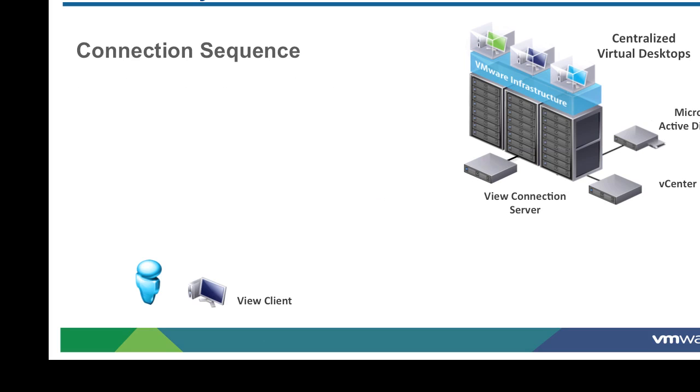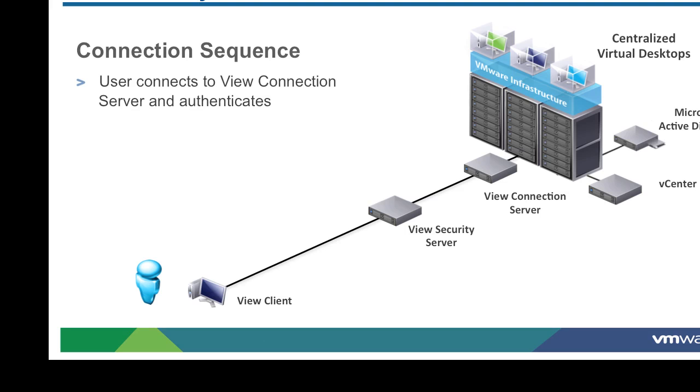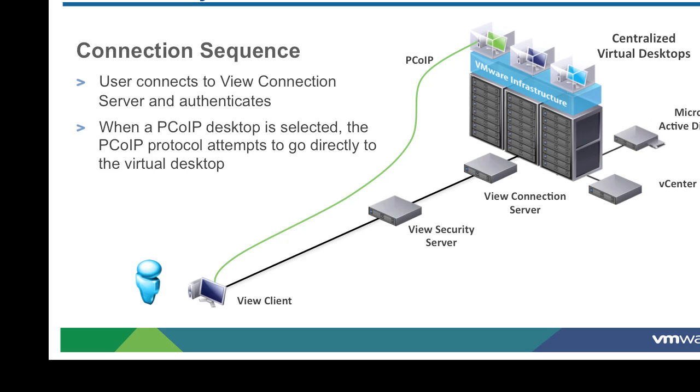What I'm going to show now is how this PC over IP access works with a security server. When going through a security server, again the security server is attached to a View connection server. There's a pairing process that goes on between the View security server and the View connection server at installation time. So when a user connects to View and selects a PC over IP desktop with View 4.5, whether there is a security server or not, the connection always goes directly to the virtual desktop. This is because the View 4.5 security server does not support PC over IP.